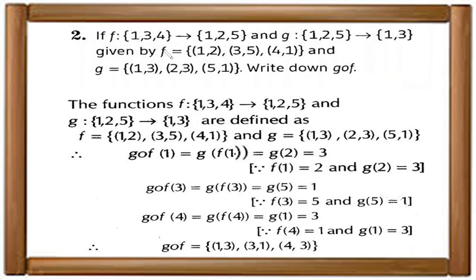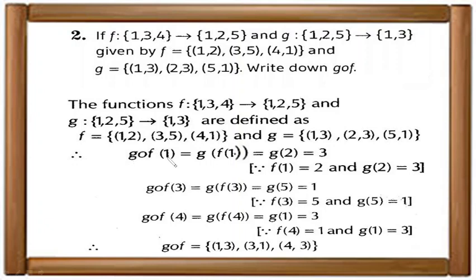Question number 2. Here functions f and g are defined from one set to another, and f is given as (1, 2), (3, 5), (4, 1) and g is given as (1, 3), (2, 3) and (5, 1). Write down gof. gof means the composition of two functions. It means g of f(x). So basically we have to find gof for 1, 3 and 4, because the domain of this function gof will be the domain of function f. So we have to find gof of 1, gof of 3 and gof of 4.